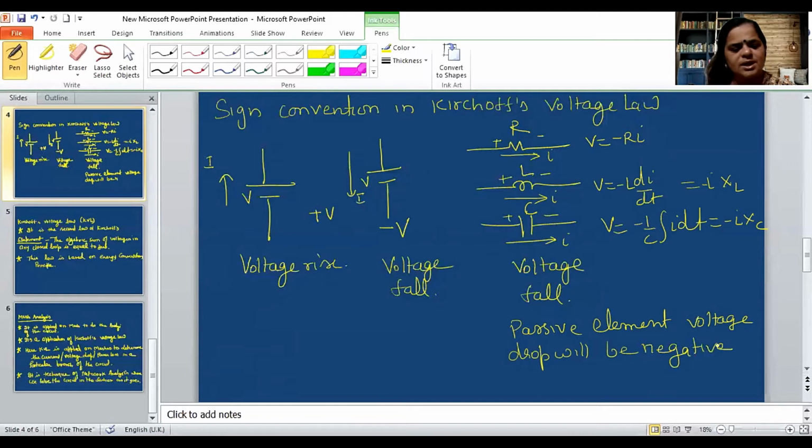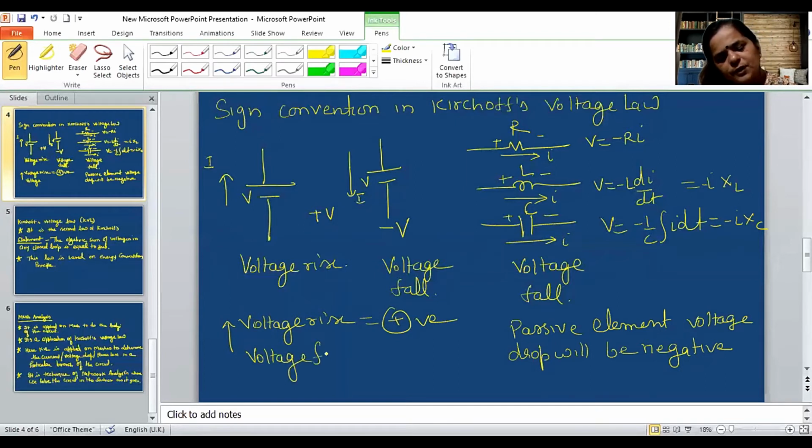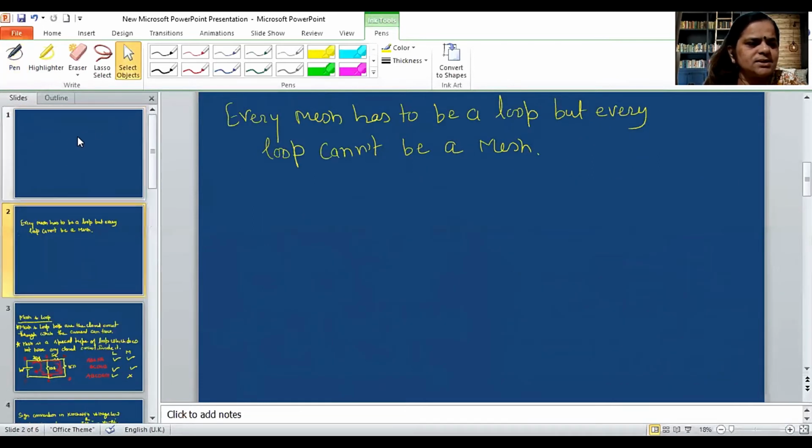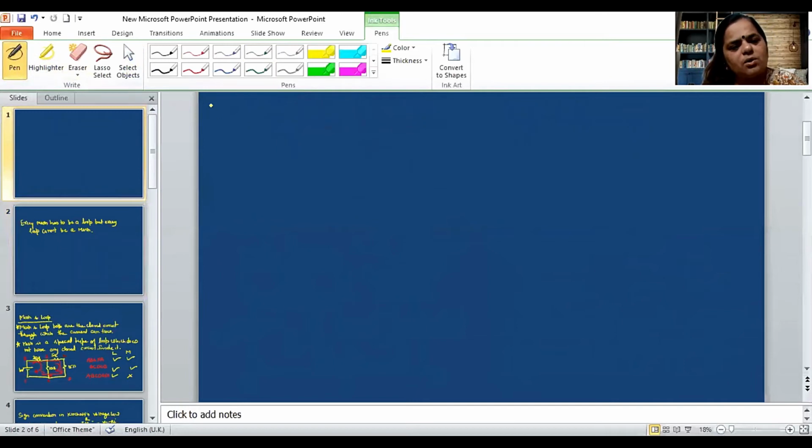negative. So the general sign convention is voltage rise, we will consider as positive, and voltage fall, we will consider as negative. So this sign convention we are supposed to follow. Now let us discuss the main method, that is mesh analysis. Now there are steps that we need to follow.